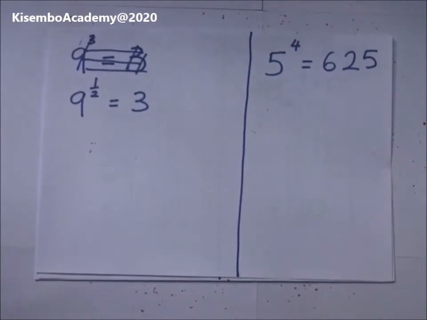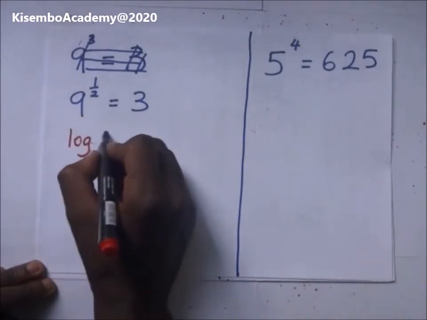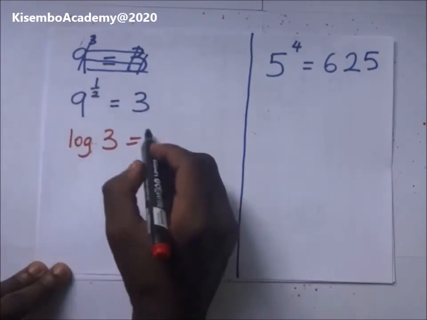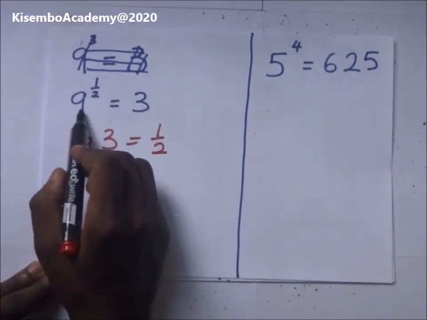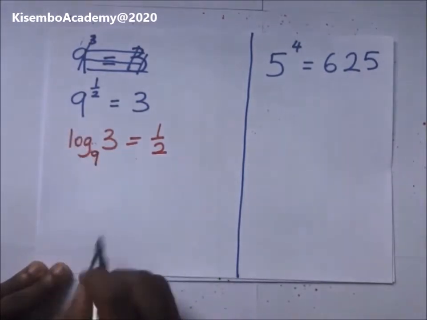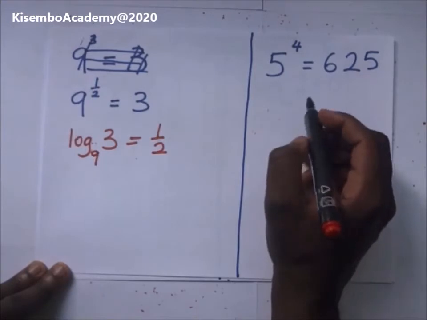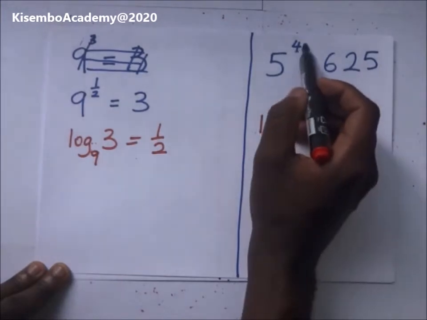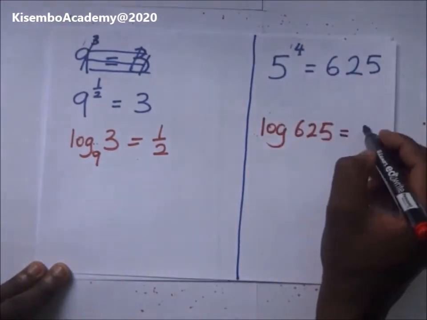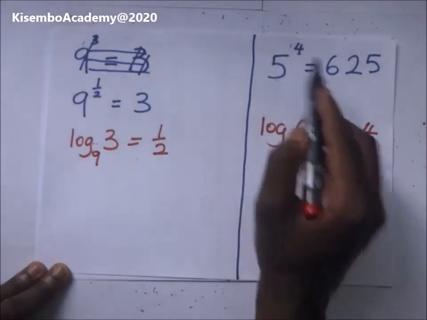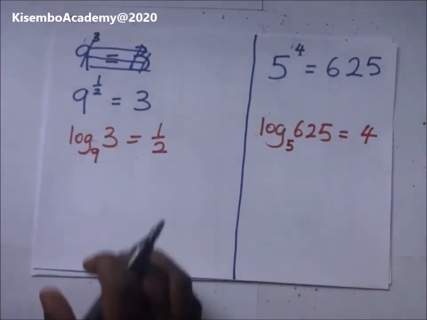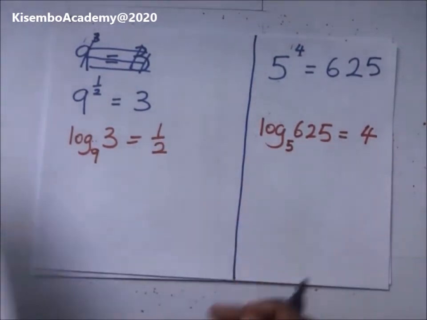Getting on to our next illustration, converting this number to logarithm, the logarithm of 3 is going to be a half. So it's going to be a half, but it is to base 9. Likewise here, the logarithm of this number 625 is going to be equal to 4. But what's the base? 5. As simple as that.